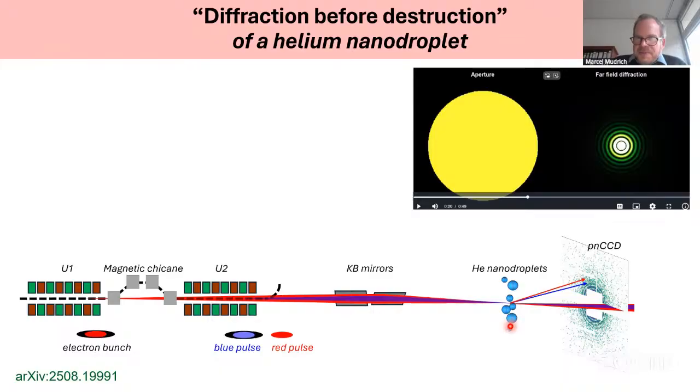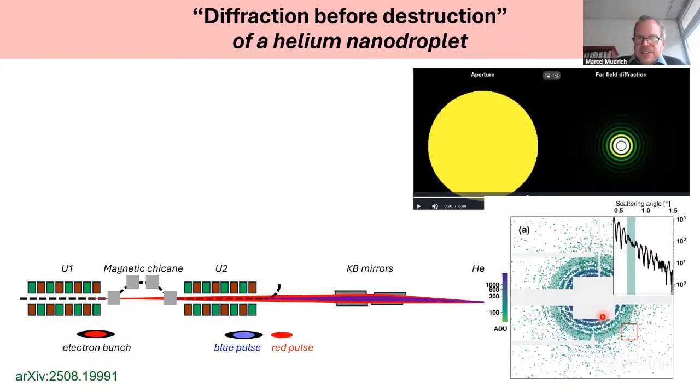So if we want to just test the diffraction imaging method, then helium nanodroplets are very well suited target systems because of their perfect spherical shape. And I showed last time these diffraction images that we recorded at the time, which look exactly as expected for, or very similar to, the two-dimensional circular aperture.